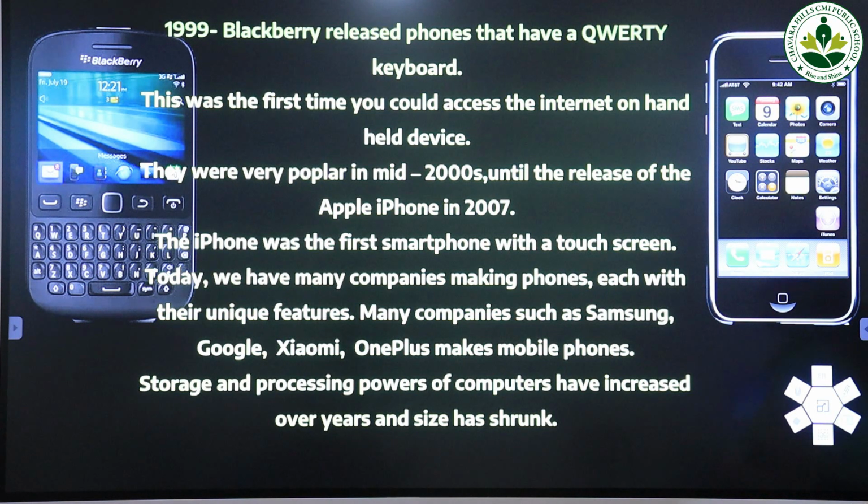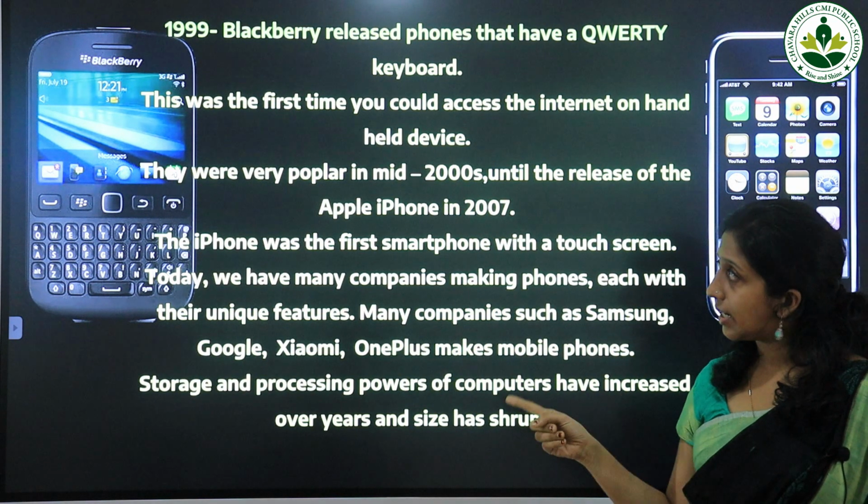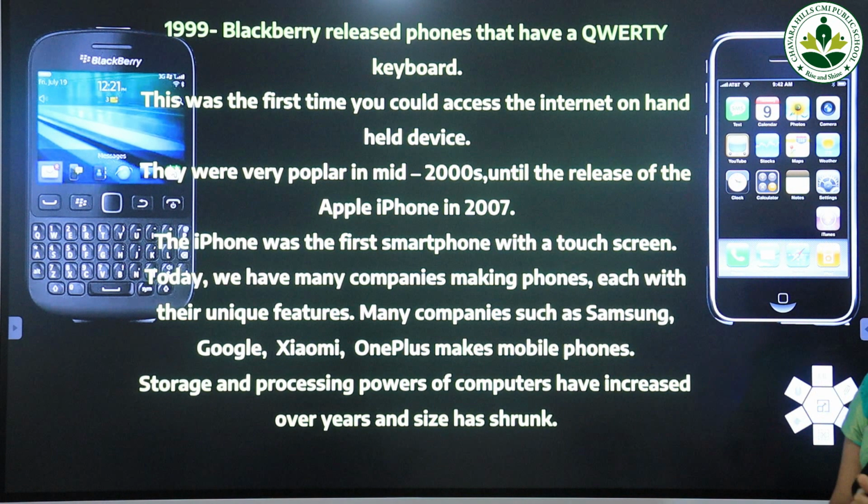In 1999, BlackBerry released phones that have a QWERTY keyboard. You know what a QWERTY keyboard is? You can see the picture of a BlackBerry there. This was the first time you could access the internet on a handheld device. They were very popular in the mid 2000s until the release of the Apple iPhone in 2007.